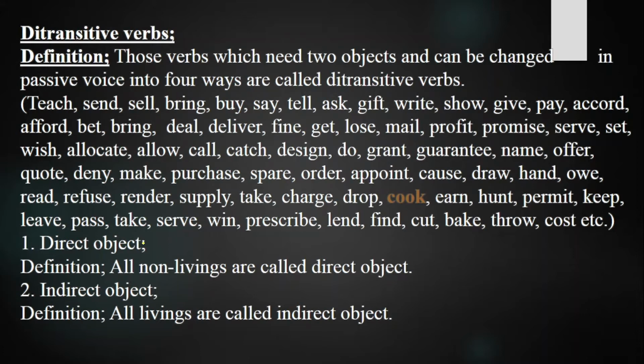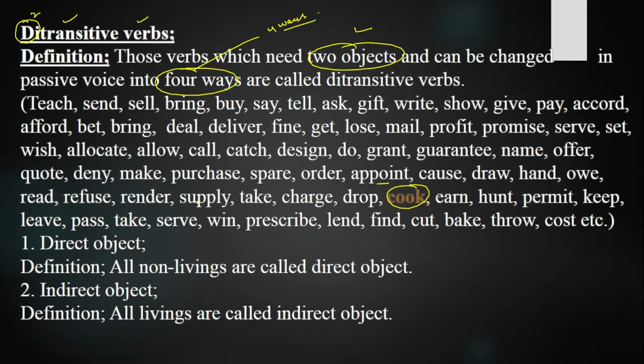Today we have got the ditransitive verb cook to change from active voice into passive voice, and how we are going to change this. Before starting this, we will take a glance at the definition of ditransitive verbs. Di means two, transitive means which can be changed into passive voice, verb which shows an action. So those verbs which need two objects, keep in your mind they need two objects, and can be changed into passive voice in how many ways? 4 ways. And when we can change them into passive voice in 4 ways, they are called ditransitive verbs.